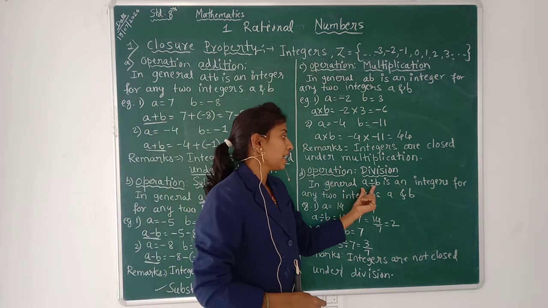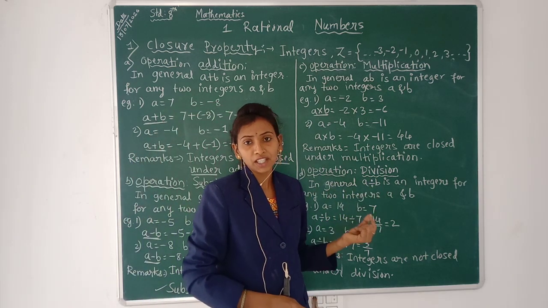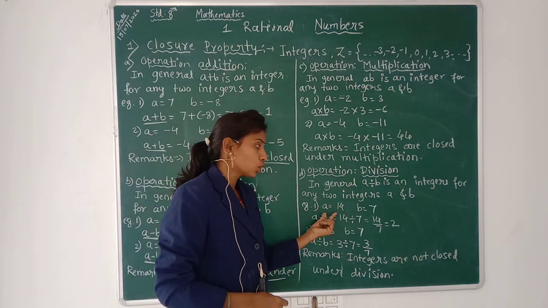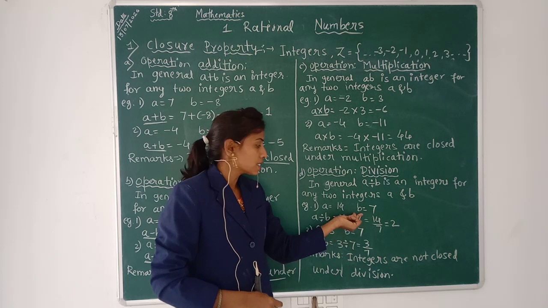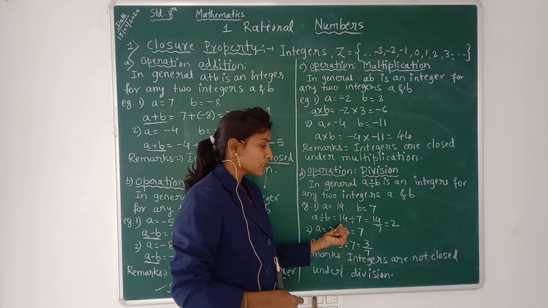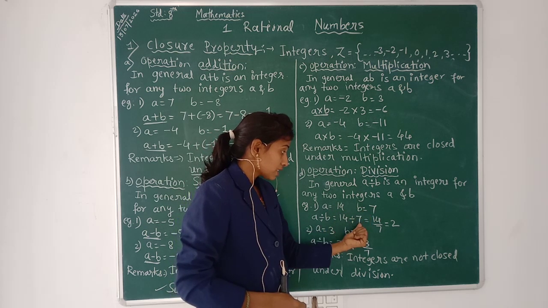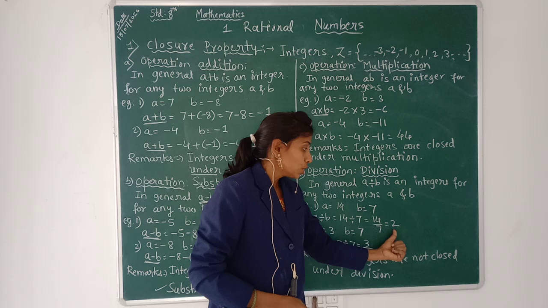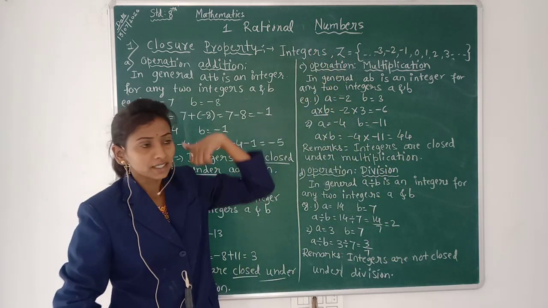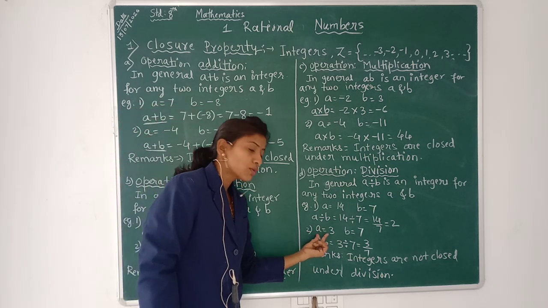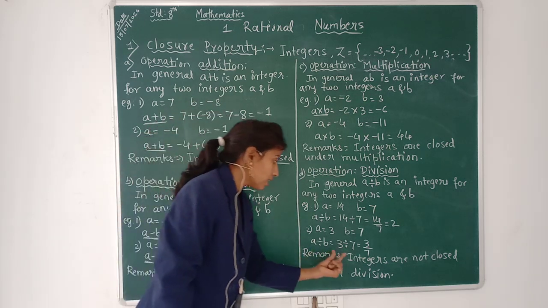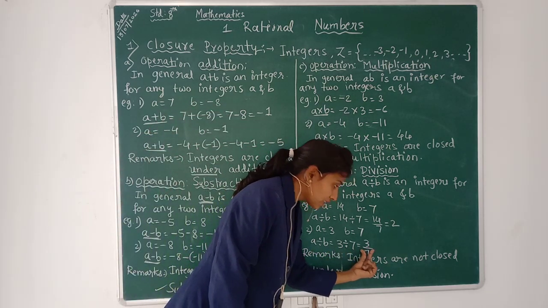In general, A divided by B is an integer for any two integers. For example, take A equal to 14 and B equal to 7. Do division: A divided by B, put A value 14, B value 7. 14 divided by 7 gives 2 as the answer. It is included in the set of integers. Next example: A is equal to 3 and B is equal to 7. A divided by B means 3 by 7.